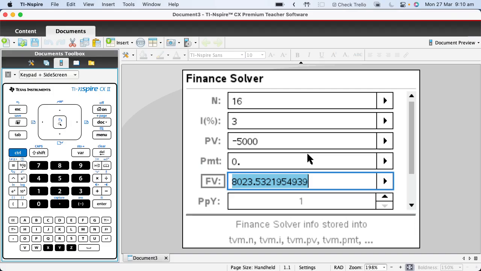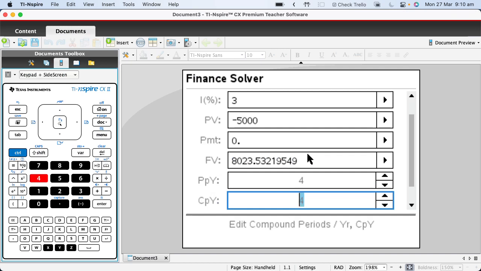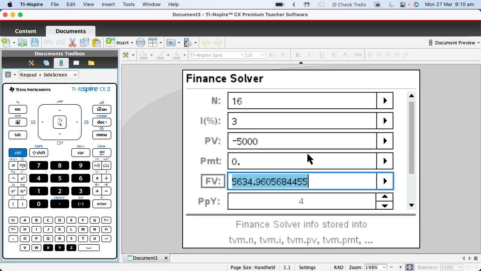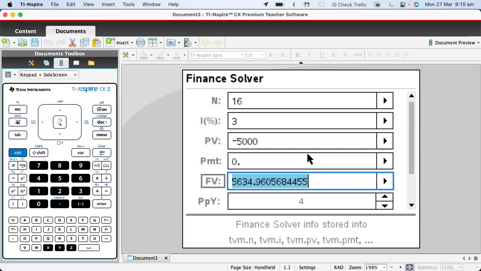And that's because I also need to set these two values as well. I need to say that it will be paid out 4 times a year, and the compounding periods are 4 times per year as well. So both of those things need to agree. So 4 and 4. And then if I go to future value and press enter, it gives me the answer, $5,634.96. Is it cents? Is it dollars and cents, or is it pounds and pennies?